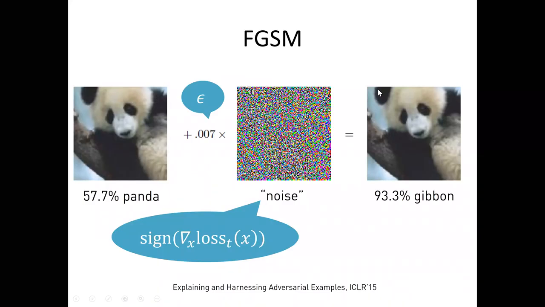So using this FGSM, this is how we obtain this change of the image so that the classification became not Panda, but Gibbon, right? And this is done using these techniques, and you can try it out yourself, see if it works.